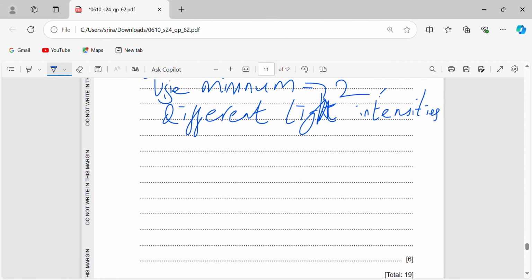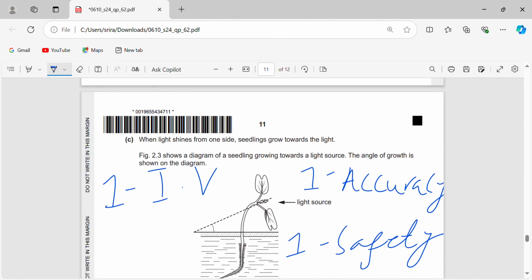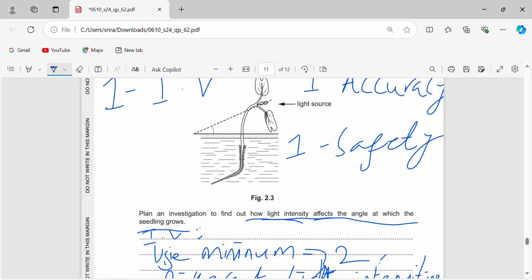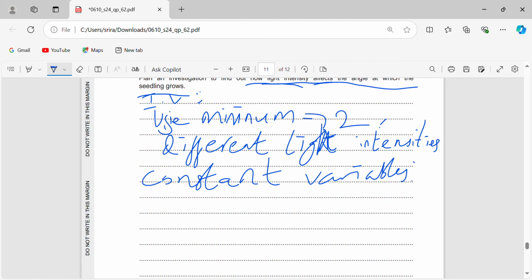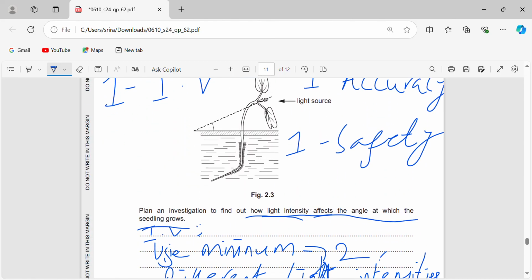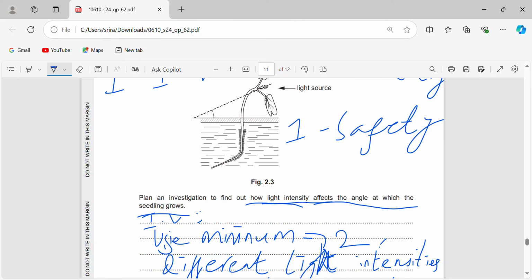Now we have constant variables. So here we can mention something like, well, first let me write something, then I can think of something. You're going to want to plan it out before you write it. Constant variables. So here it's plants, and so we might want to take something like the type of plant, because the type of plant can definitely change the way it grows. So type of plant is one constant variable, and also the time. The time is also an important variable, because the time is going to affect how much it grows, and how much time it's under the light intensity will affect the angle.